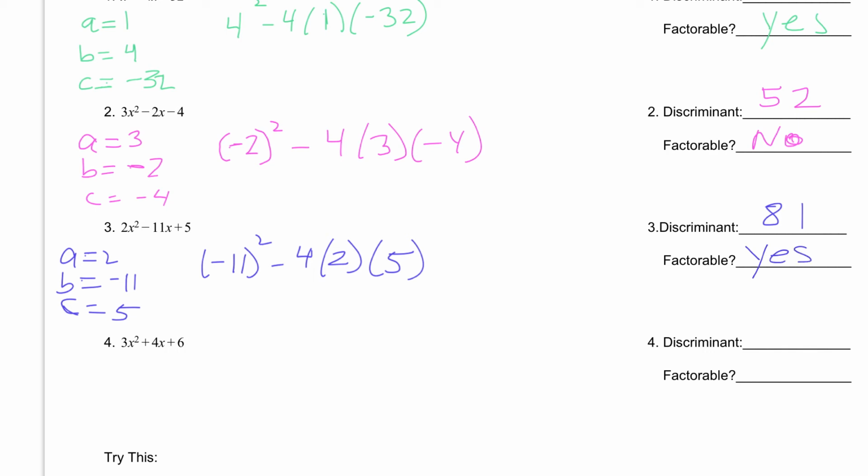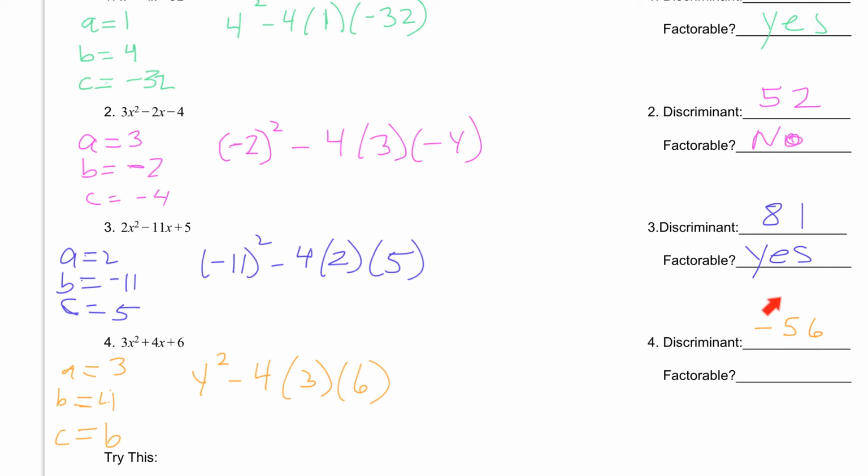And then we're going to do one more together. We'll do number 4. And in number 4, we have 3x squared plus 4x plus 6. So our a value is 3, b is 4, and c is 6. So we get b squared, 4 squared, minus 4 times a times c. Plug that into your calculator. You should see that you get a discriminant of negative 56.